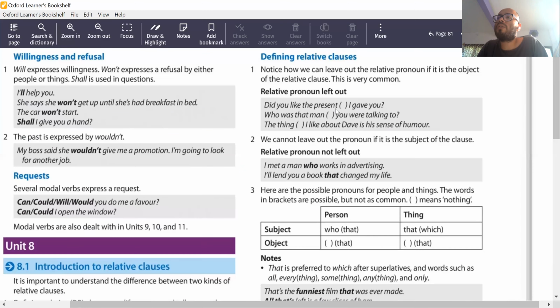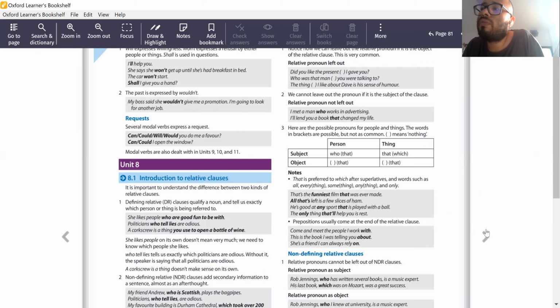Did you like the present I gave you, which I gave you, or that I gave you? You can omit that. Who was that man who you were talking to? You can omit, well, or you can put it at the beginning. Who was that man you were talking to? The thing that I like, you can omit that. The thing I like about Dave is his sense of humor.